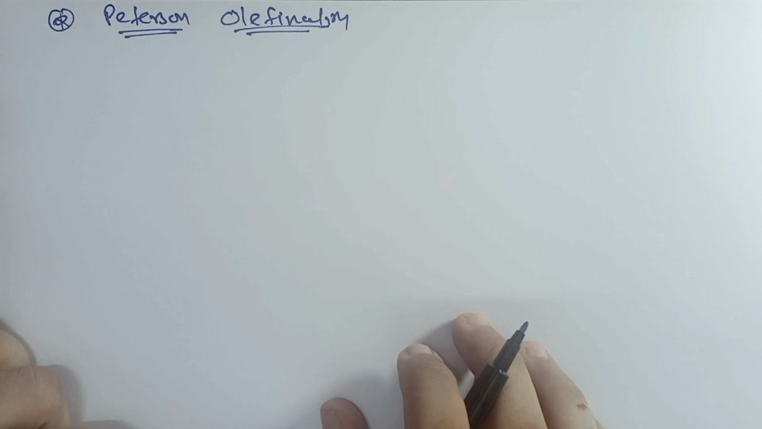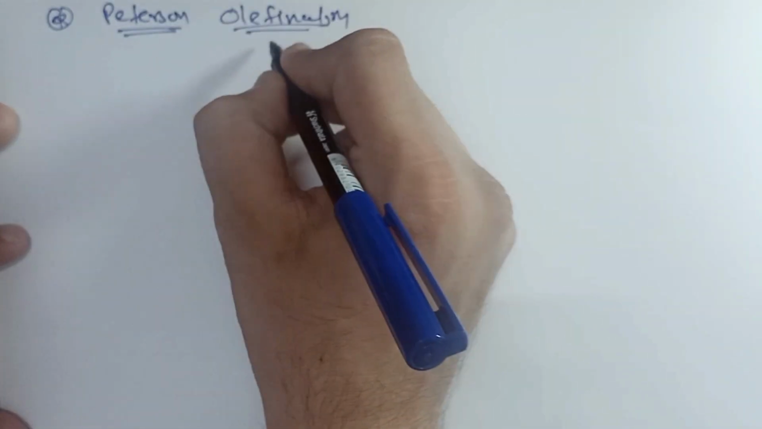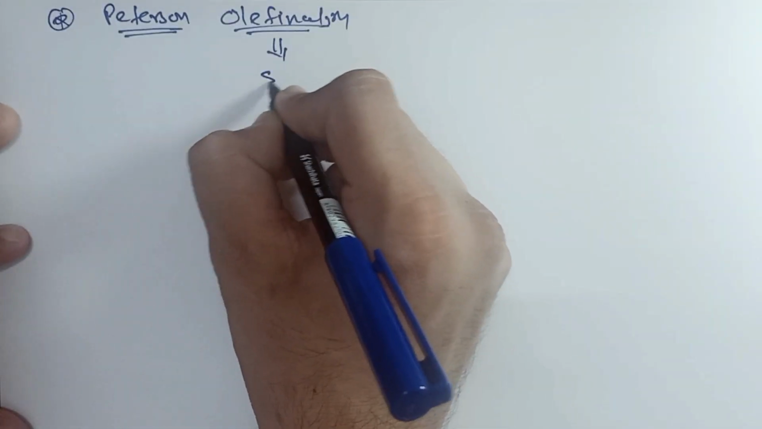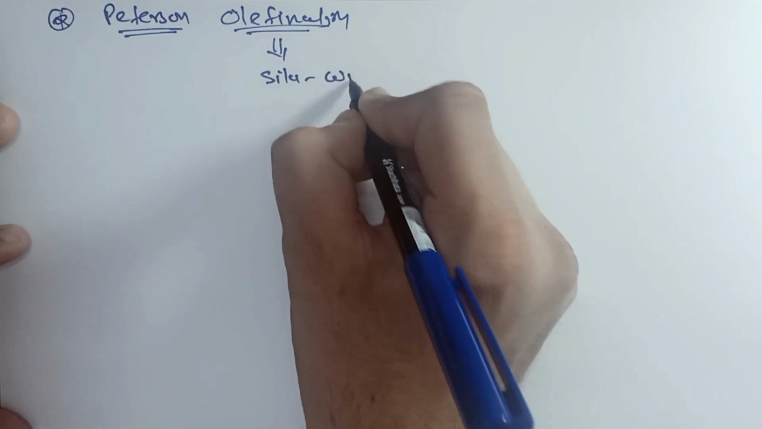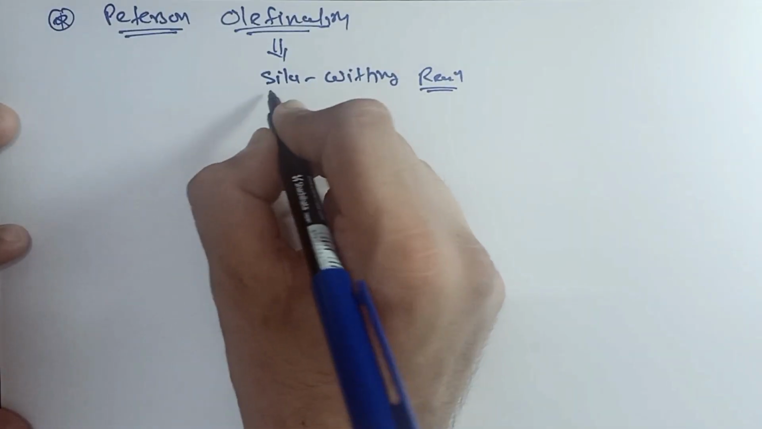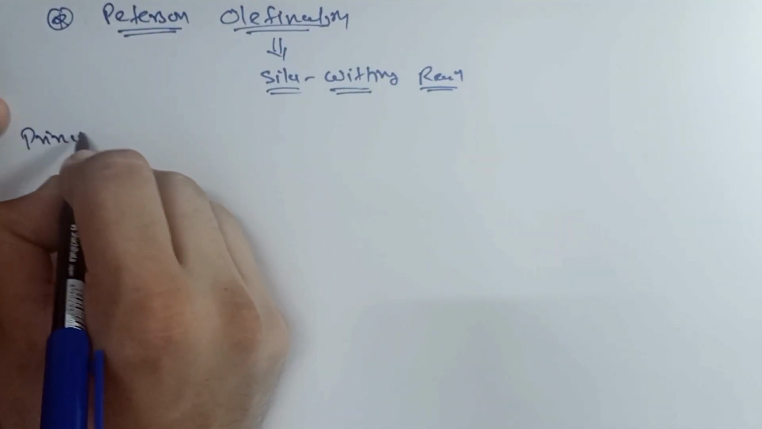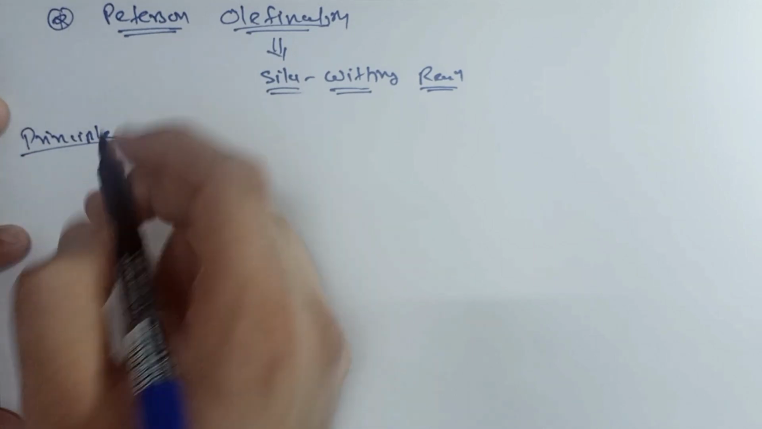Dear student, today we are going to learn a new name reaction, that is the Peterson olefination reaction. This Peterson olefination reaction is also known as the Sila-Wittig reaction. You just have to remember this. Now let us start with its principle, how it produces an olefin.